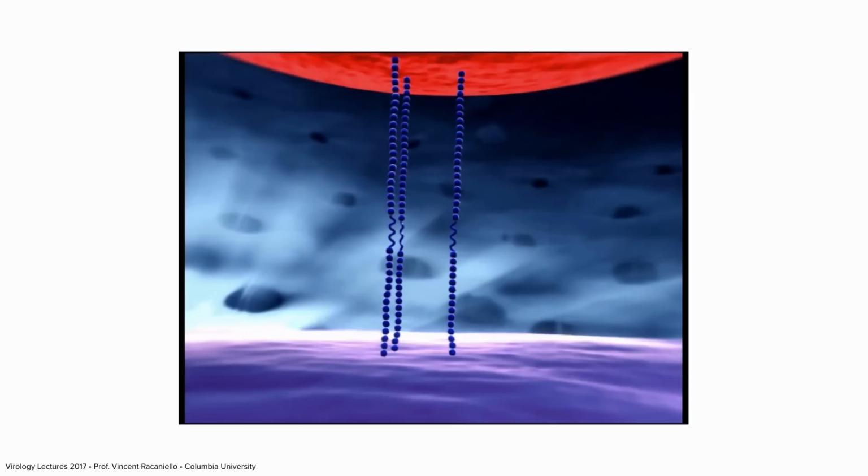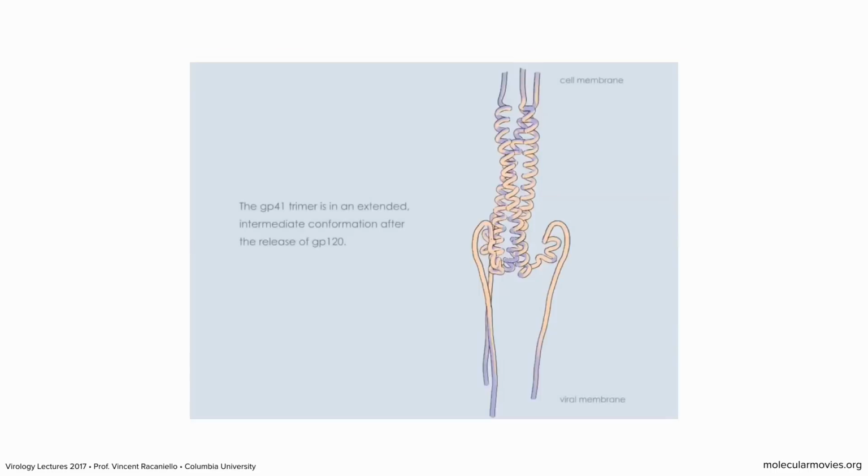It turns out that all you need to do is bring membranes close enough to exclude water, and they will fuse, which is not easy to do. It requires energy. And the energy here is built into the F protein. That unfolding releases energy that does that.